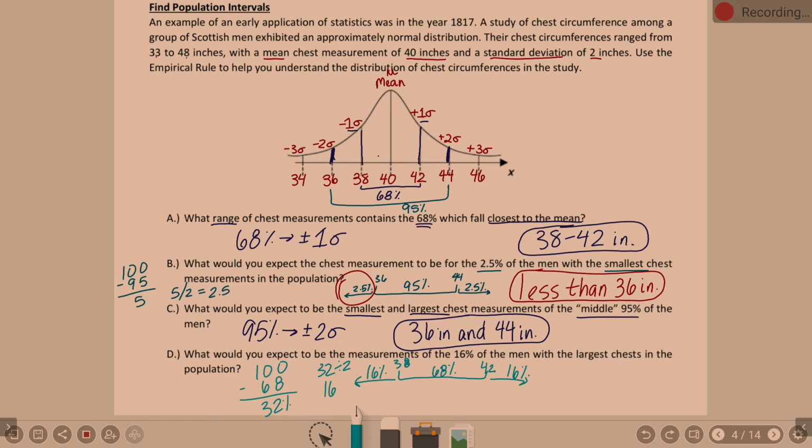If I take the 16, the 68, and the 16, does that add up to 100% of my data? Okay, it does. The calculator will verify. Our question was, what would you expect the measurements of the 16% of the men with the largest chest to be? So where is the largest 16? Right here. And where is that? To the right of 42. And so thus my answer is, I have it written as 42 inches or greater.